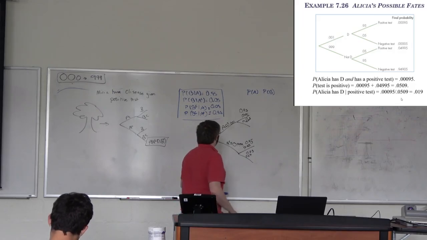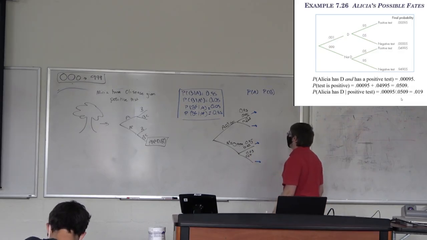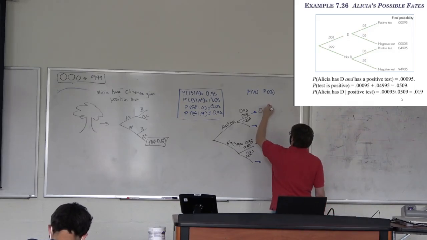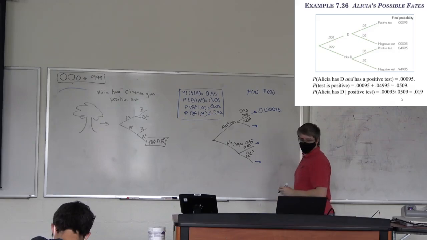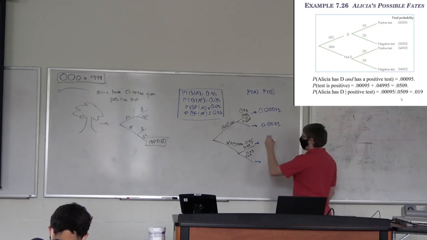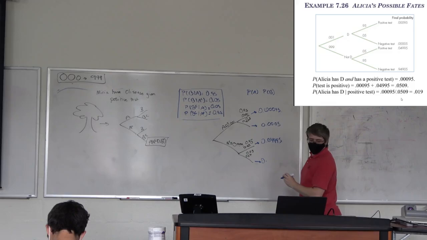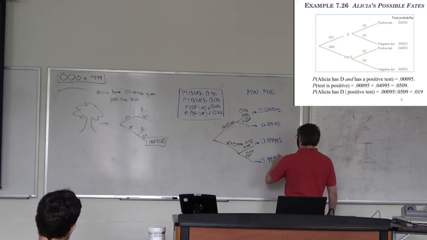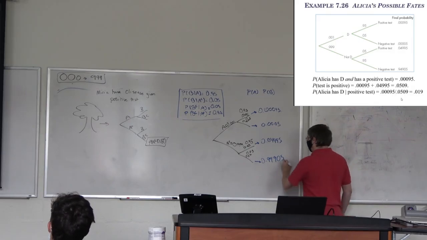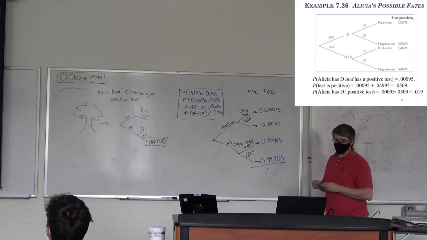And so I can multiply across to get what the intersection of the events are. So we have 0.00095. We have 0.0005. And we have 0.04995 and 0.94905. And so if you're doing it this way, you just want to make sure that they all add up to 1, because these are all the total possibilities you could have in disease.